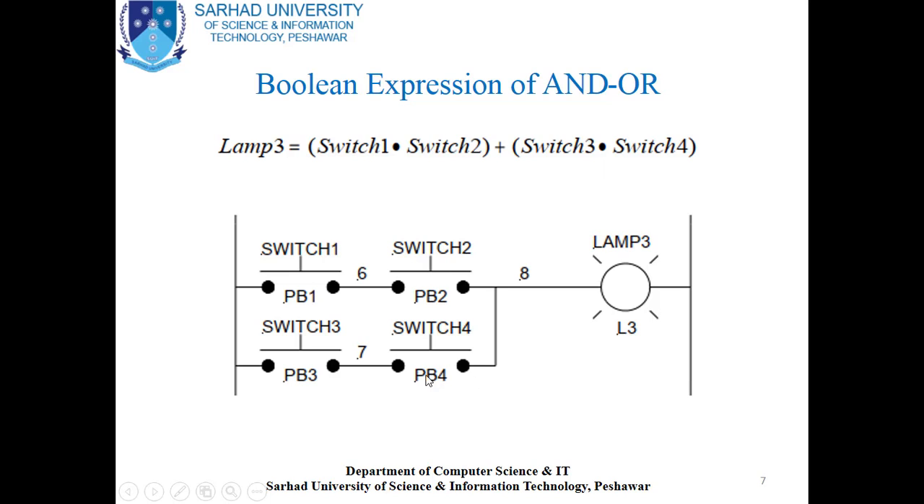And here you can see switch 3 and switch 4 have been connected with switch 1 and switch 2 by means of OR logic. Here you can see the plus sign, which represents the OR logic in the Boolean expression: lamp 3 is equal to switch 1 dot switch 2 plus switch 3 dot switch 4.